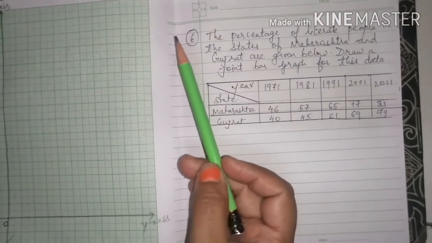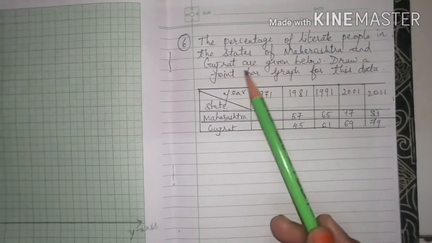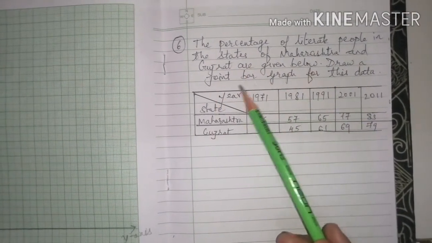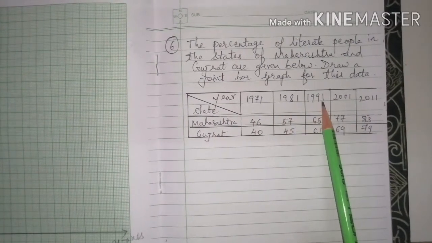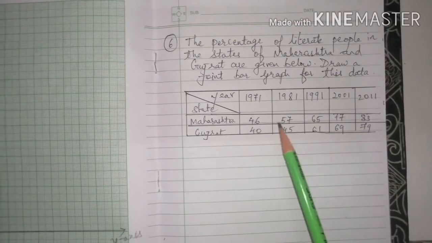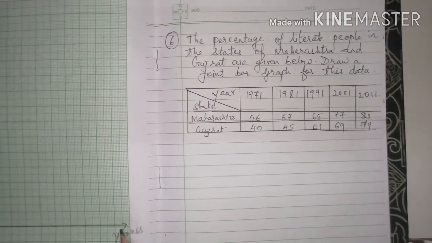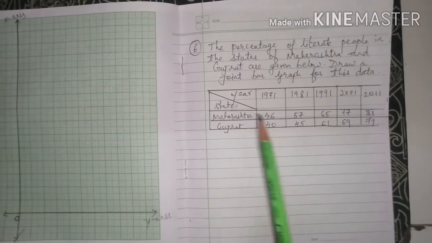Students, let's see our sixth sum. The percentage of literate people in the states of Maharashtra and Gujarat are given below. Draw a joint bar graph for this data. These are the years 1971, 1981, 1991, 2001, 2011. These are the states. Years we will show on y-axis, and this state we will show on x-axis.